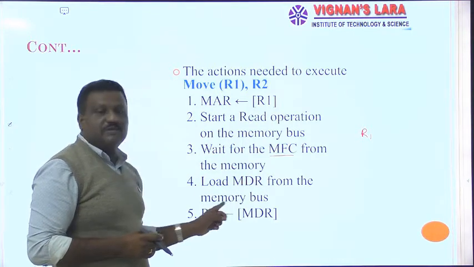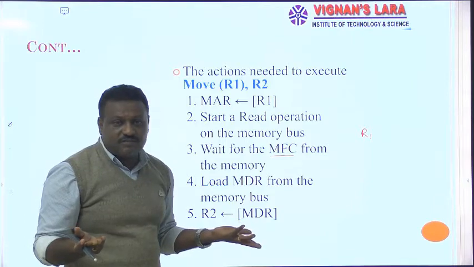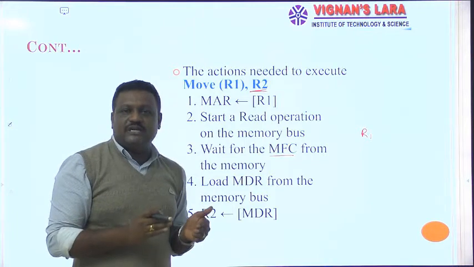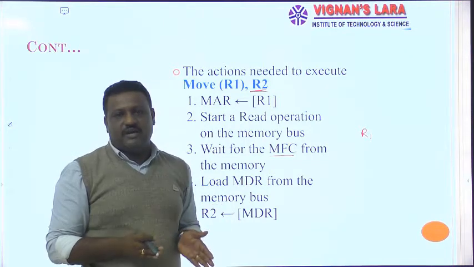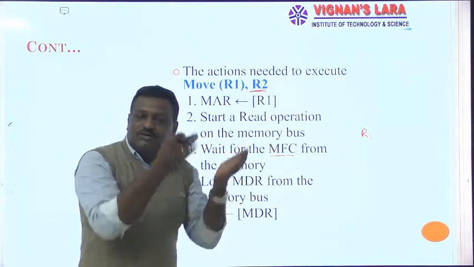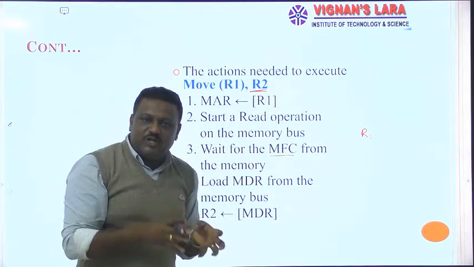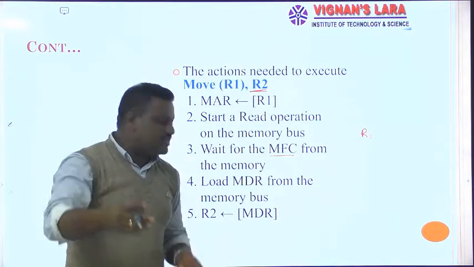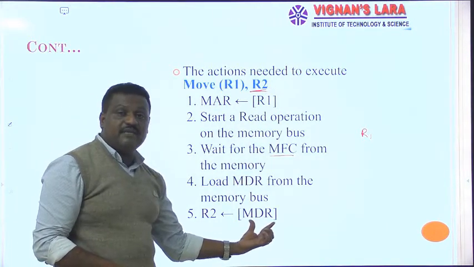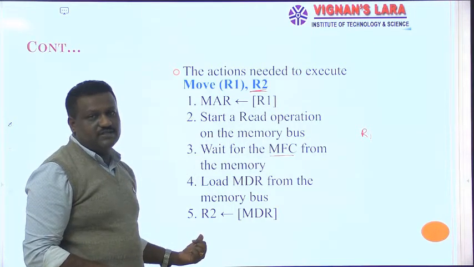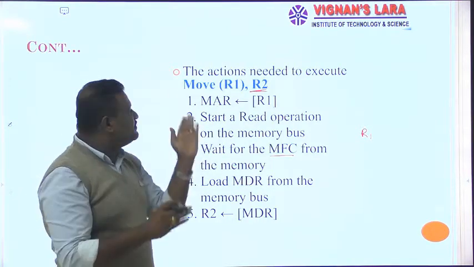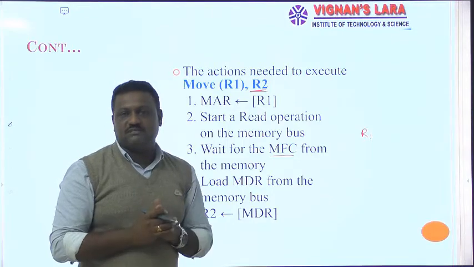Load MDR from the memory bus. But that is not the destination. Here the destination was one of my CPU registers, R2. So once my data was stored in MDR, why is it only stored in MDR? Because MDR is a memory data register which is directly connected to my data bus. That's why whatever data I received from the memory is copied into MDR. Later the same information is transferred to my destination register R2. So as a fifth operation, the content of MDR was transferred to the destination register R2. Like this, the instruction move in brackets of R1 comma R2 is executed in my system.